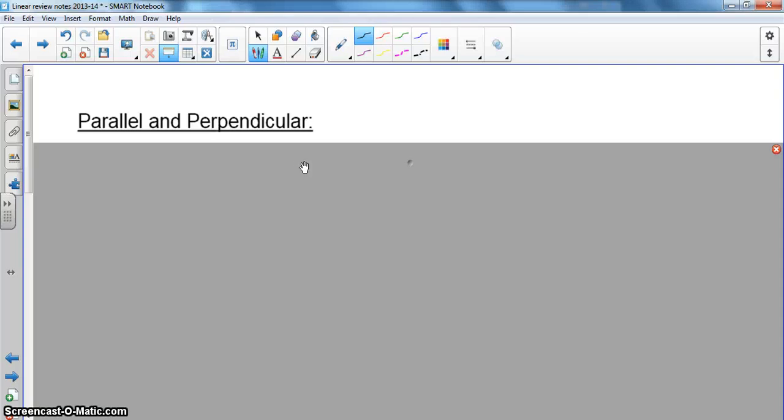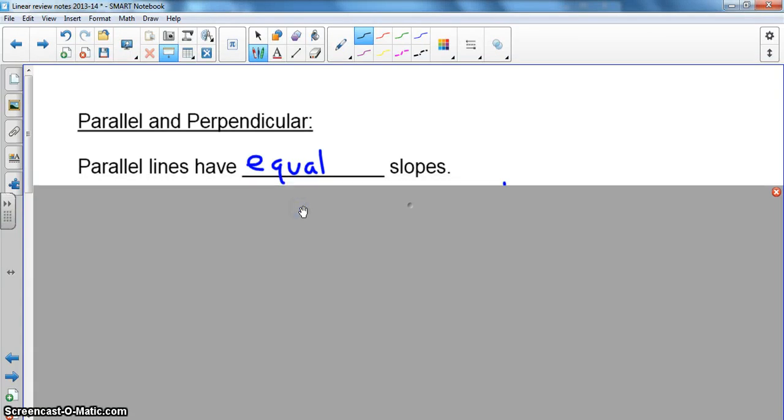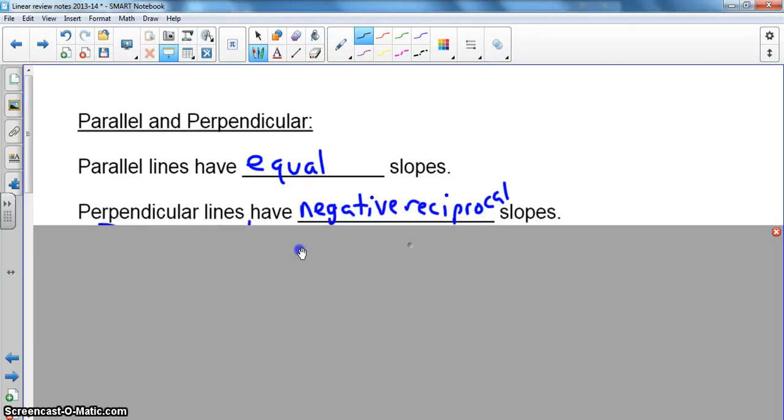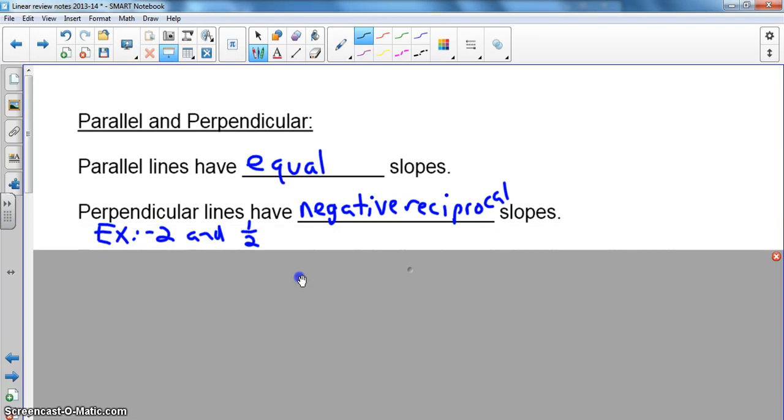So first thing we have to notice is that parallel lines have equal slopes, and I know you've talked about that before in both geometry and algebra 1, but just a review. Also, perpendicular lines have negative reciprocal slopes. And again, an example of a negative reciprocal slope would be like -2, and the negative reciprocal of that is 1/2. So not only the negative means you have to change the signs, so this one's negative, this one's positive, but you also have to flip the fraction.